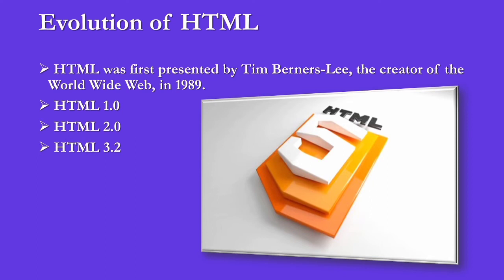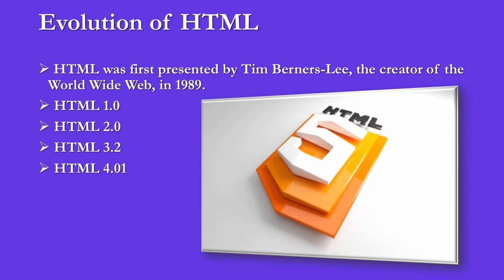HTML 3.2. In January 1997, HTML 3.2 was endorsed by the W3 Consortium and approved of by many, including significant browsers such as Netscape and Microsoft. HTML 3.2 included tables, applets, text flow around images, subscripts, and superscripts.